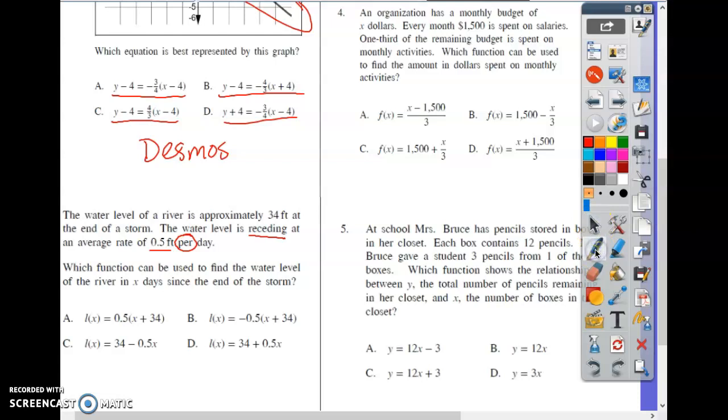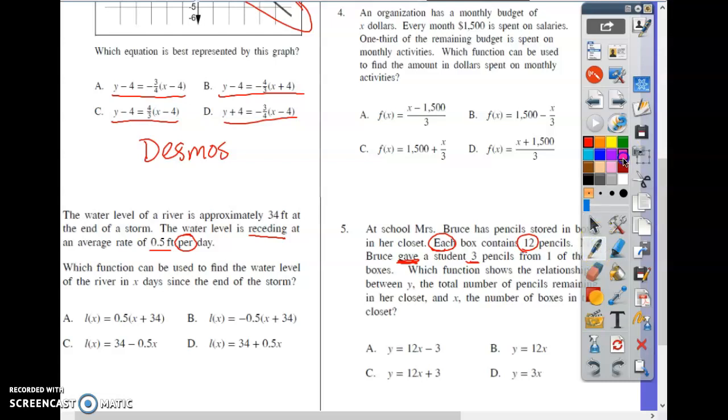Problem number 5, it says that each box has 12 pencils. So that's going to be the one with the X, right? And then it says that Ms. Bruce gave 3 pencils away from one of the boxes. Okay, so if you give something away, is that adding or subtracting? Subtracting, so it's going to be minus, right?